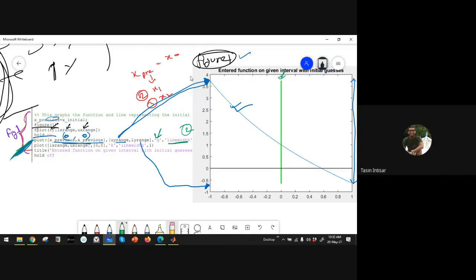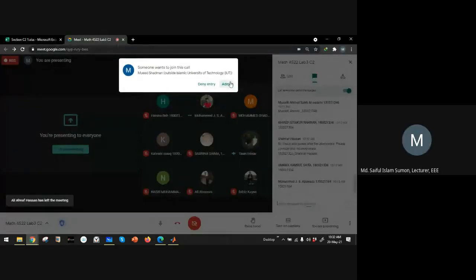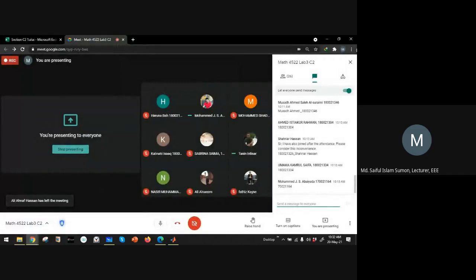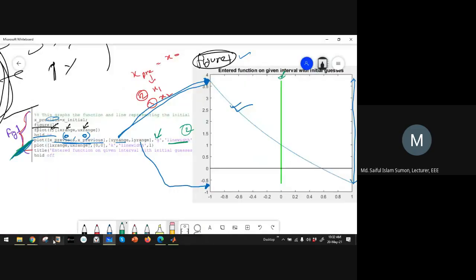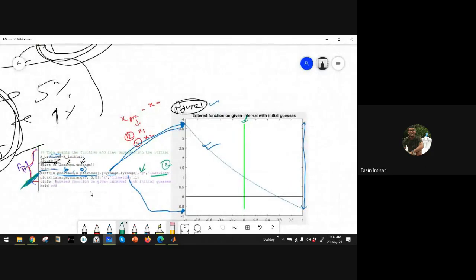Sir, just one small question. Sir, if you don't mind, could you scroll up a little bit? Yes, please. Sir, there we ran that for loop in order to find the f upper range and f lower range, right, sir? So how is that going to benefit this graph? That is not related to this graph.